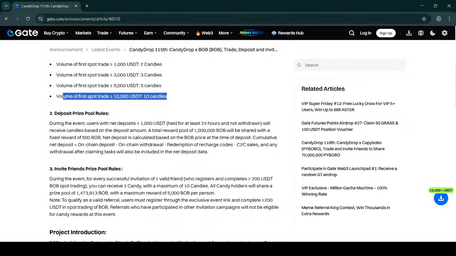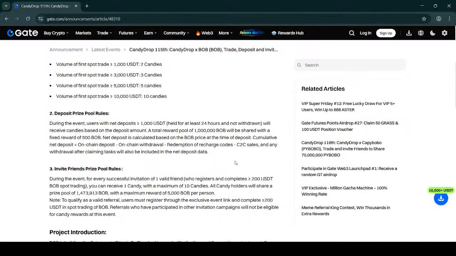So let's talk about the deposit prize pool rules, guys. During this event, users with a net deposit of 1000 USDT held for at least 24 hours without withdrawal receive candy based on the deposit amount. The total reward pool is 1 million BOB, shared with a fixed reward of 500 BOB. The net deposit is calculated based on the BOB price at the time of the deposit. The net deposit includes on-chain withdrawal and redemption, recharge, C2C sell, and any withdrawal after claiming will also be included in the net deposit data.